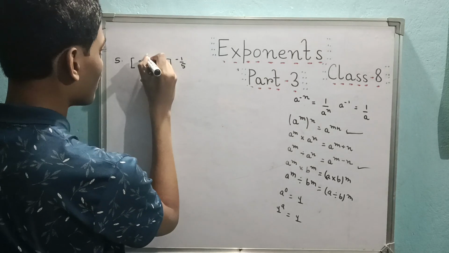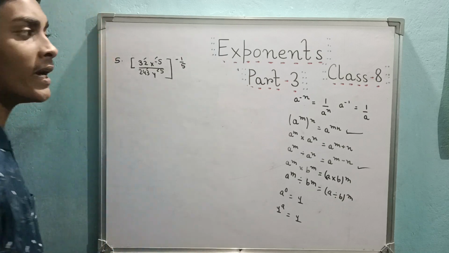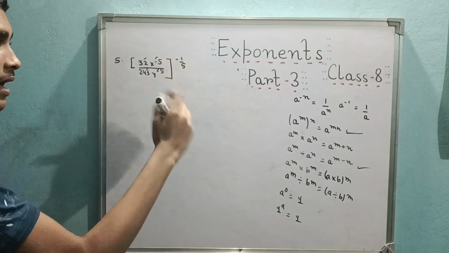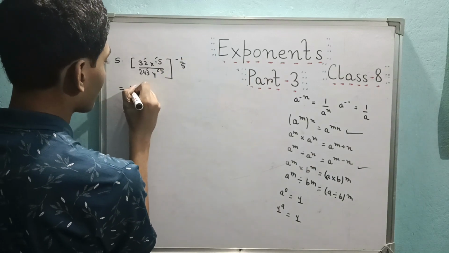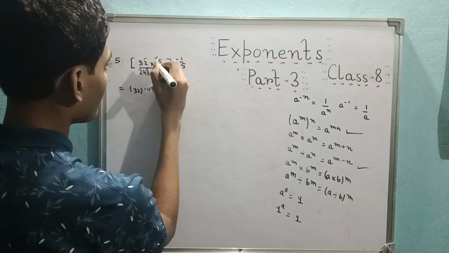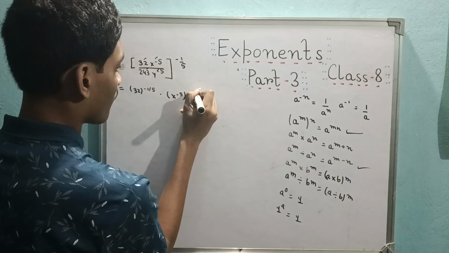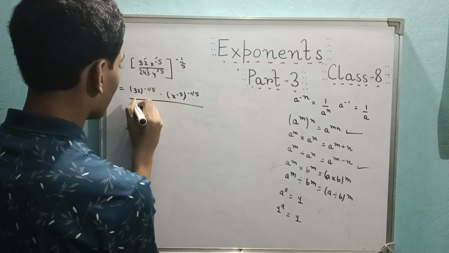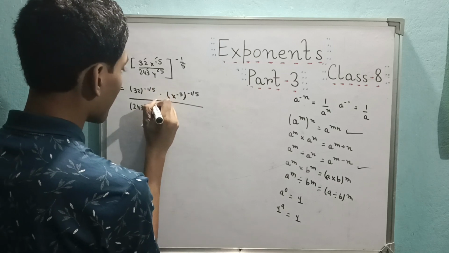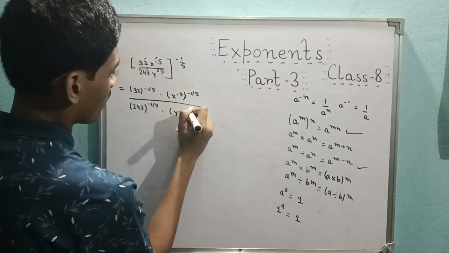First concept. Here each of the terms, 32 x to the power minus 5 and 243 y to the power minus 5, will all get this power minus 1 by 5. Why? They are enclosed within brackets, they are good friends. They all need the share of the pizza. So let's do it. Equal to 32 to the power minus 1 by 5 multiplied by x to the power minus 5 to the power minus 1 by 5, divided by 243 to the power minus 1 by 5 again multiplied by y to the power minus 5 to the power minus 1 by 5.